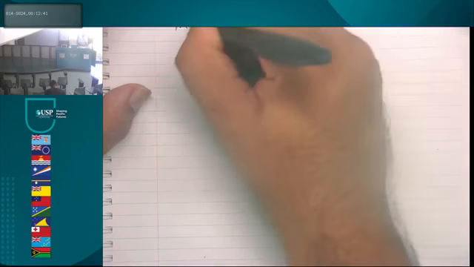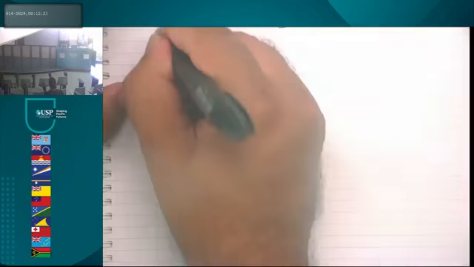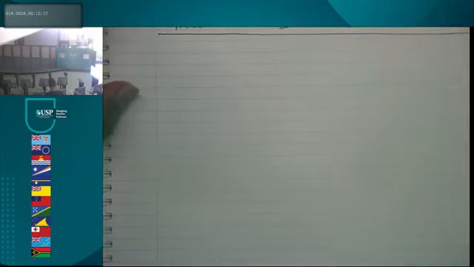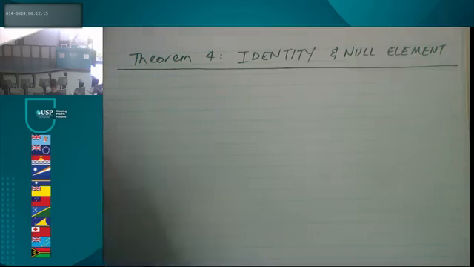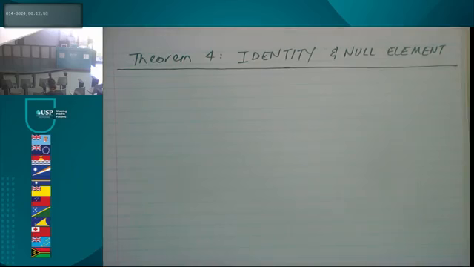Now, let's have a look at the fourth theorem, which is identity and null element. All right, now, what does the word identity mean? Okay, so let's switch back.